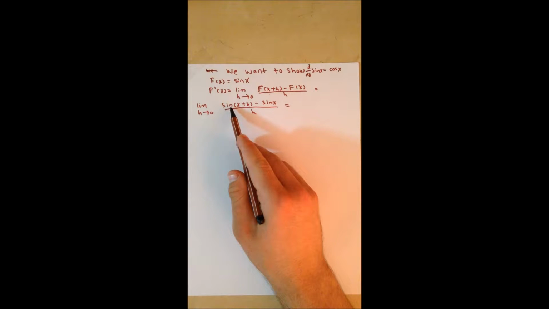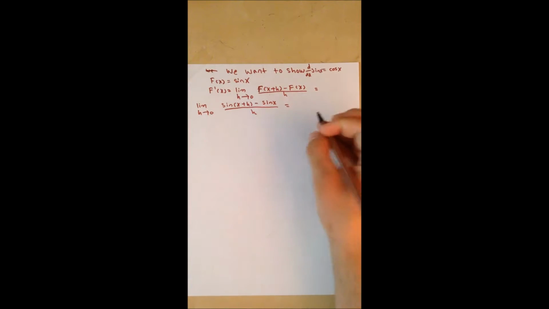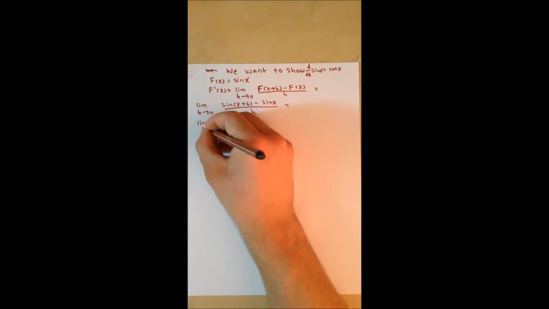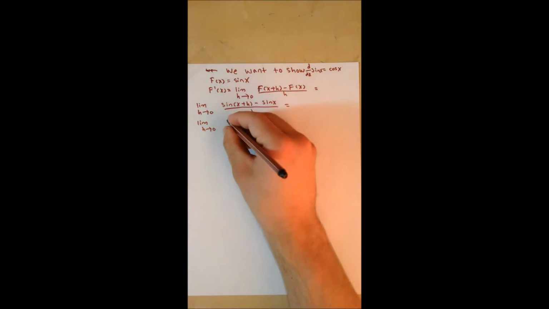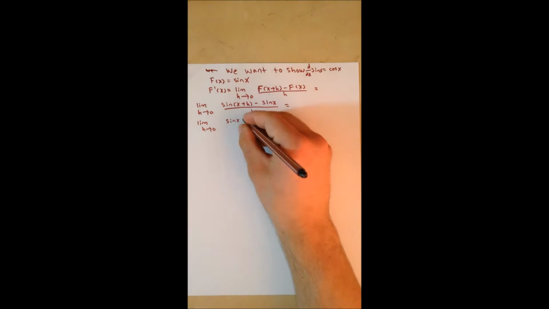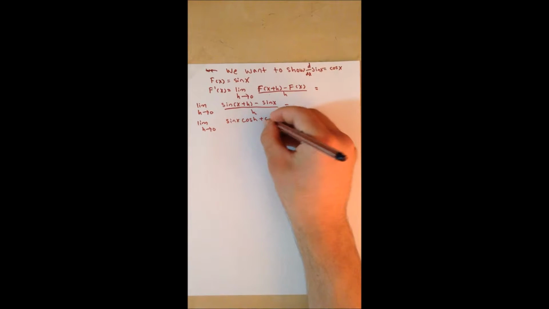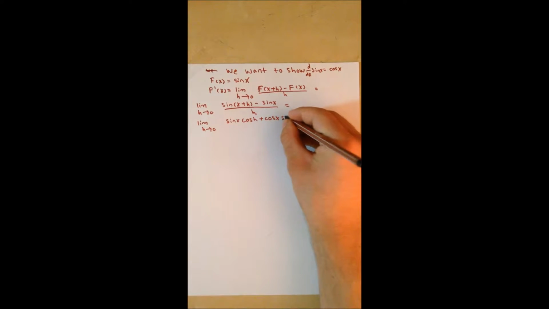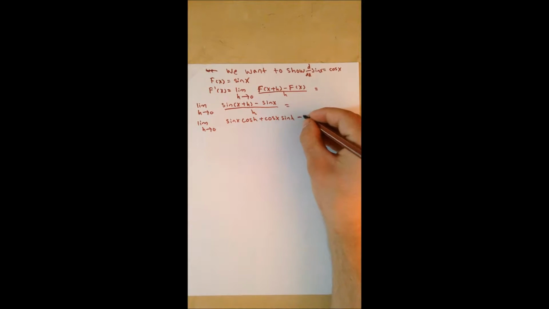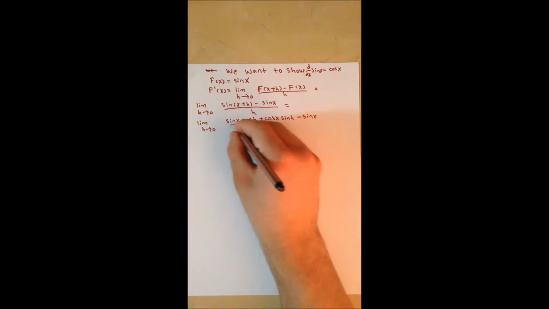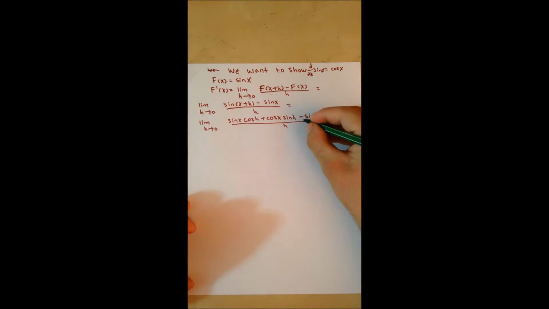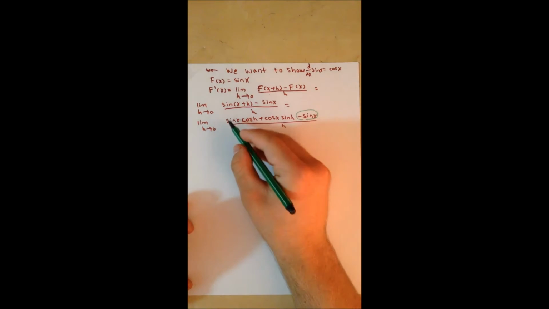So now what we want to do is apply the trigonometric identity to sine of x plus h, and we get the limit as h goes to 0 of sine x cos h plus cos of x sine h minus sine x all over h. So now what we want to do is group this negative sine x with this sine x so that we can factor it out.